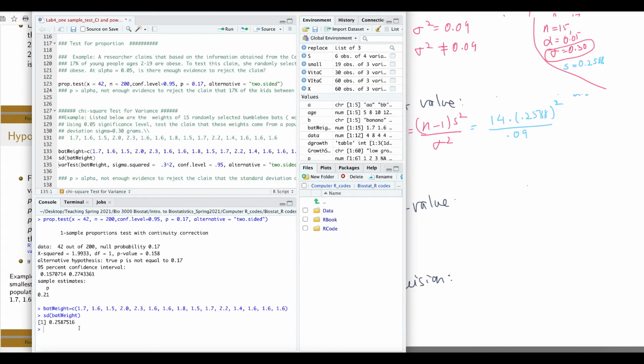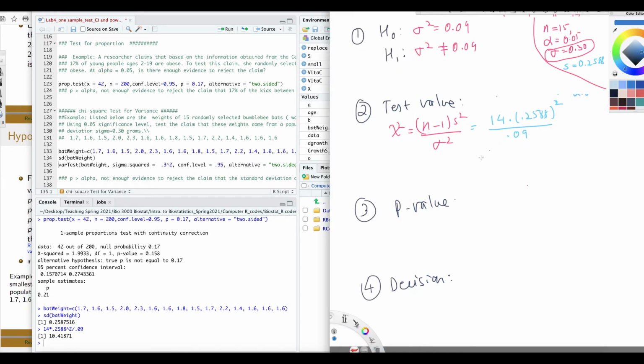Now what will be that value? I want to put that in R and find out. So that is 14 times 0.2588 squared divided by 0.09. You don't have to square the 0.09 because it is already sigma square. This value was S, and then there was S squared, so I squared that. But this is already sigma squared, 0.09, so don't get confused on that. Let me find out that value: 10.41871. That's what I got. So this is the two-tailed test.